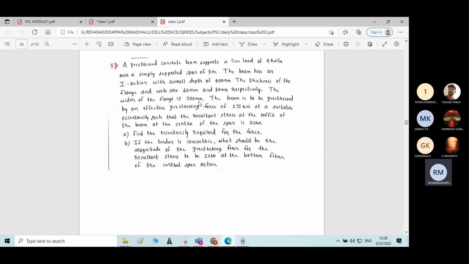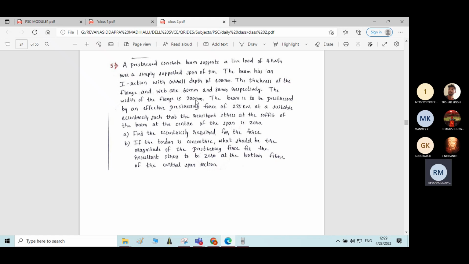Let's go through it. A prestressed concrete beam supports a live load of 4 kilonewton per meter for a simply supported span of 8 meter. Live load is given, length of the beam is given. The beam has an I section with overall depth of 400 mm, thickness of the flange and web 60 and 80 mm respectively. The width of the flange is 200 mm. The beam is to be prestressed by an effective prestressing force of 235 kN. Prestressing force is given, and all sectional dimensions of the I section are given.